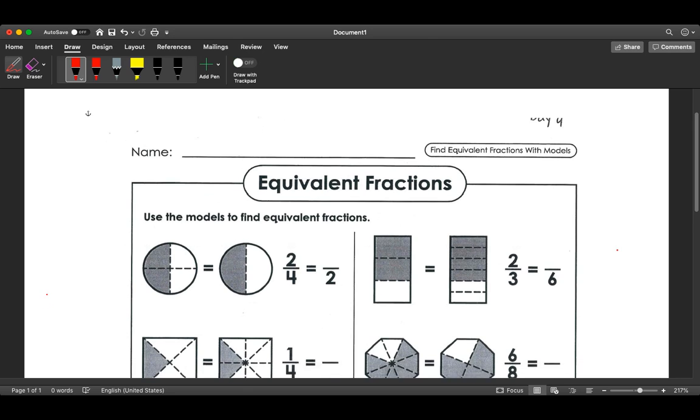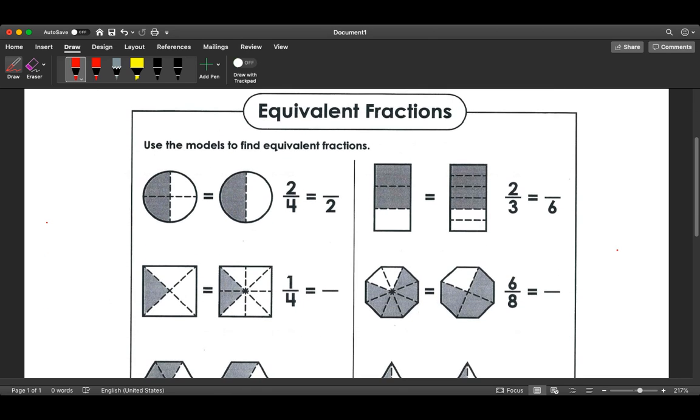So real quick, just want to go over a couple things. First of all, the directions say use the models to find the equivalent fractions. So we see in this first one, this first fraction here, 2/4 is shaded over here. There are 4 pieces in all, and 2 of them are shaded. So the numerator is 2, meaning how many are shaded, and the denominator is 4, meaning how many pieces there are in all.